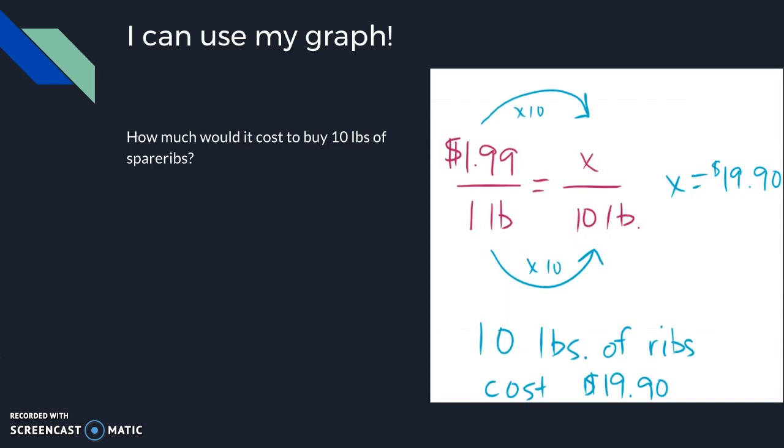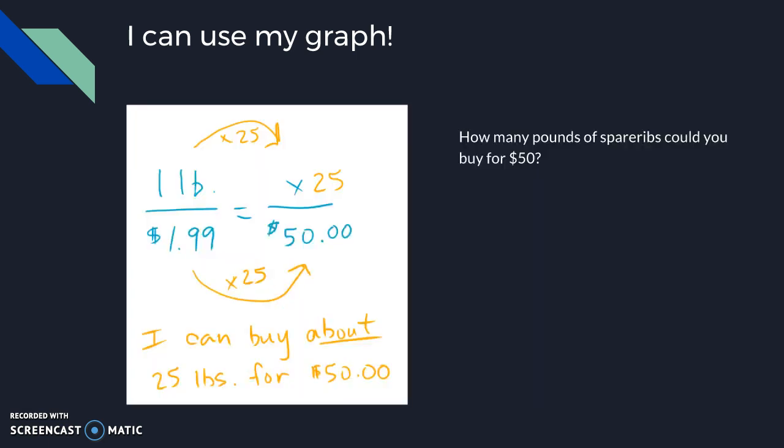And finally, 2 questions that you could use my graph to answer. How much would it cost to buy 10 pounds of spare ribs? Well, I've written my unit rate, and if I want to change my unit rate to a rate per 10 pounds, then I multiply it by 10. So 10 pounds of ribs would cost $19.90.